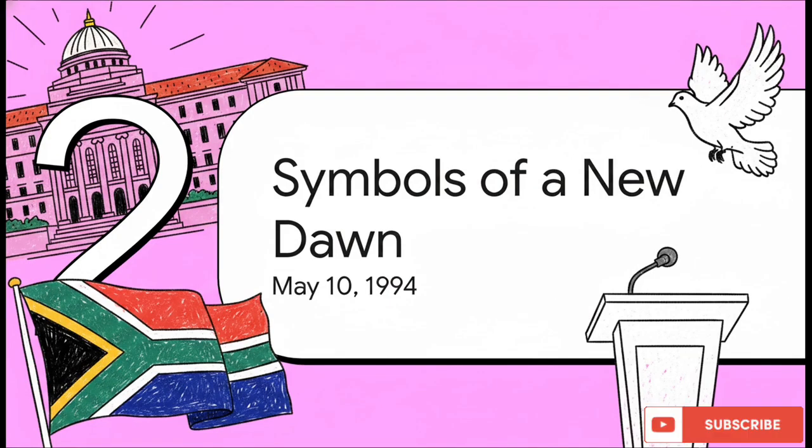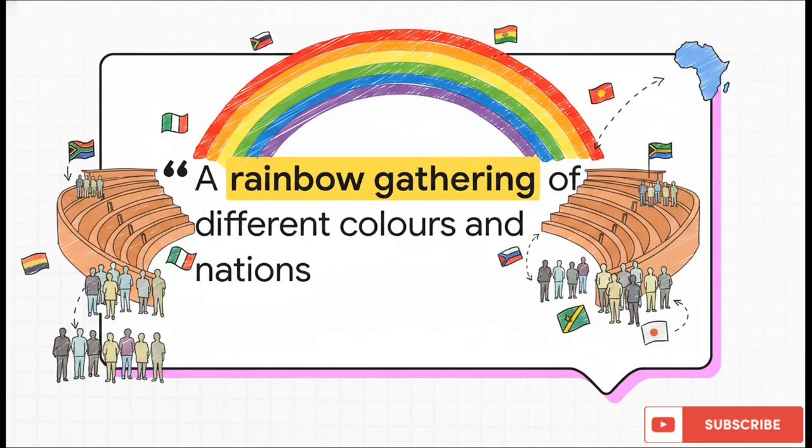Moving on to Section 2, Symbols of a New Dawn. Let's fast forward to the historic Inauguration Day on May 10, 1994, and decode some of the key symbols that examiners love to use in extract-based questions. Now, what's really interesting here is Mandela's metaphor of the rainbow gathering.